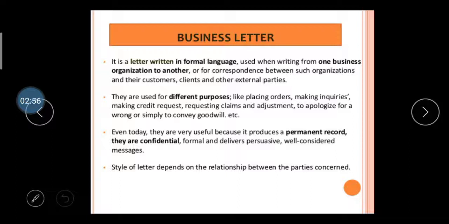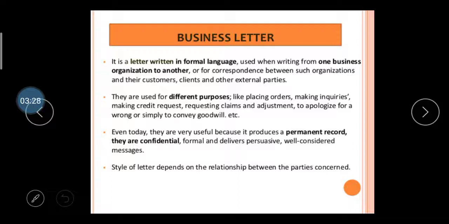Even today they are very useful, because they produce a permanent record. They are confidential and formal, and the receiver perceives a well-considered message. Okay, so the business letter is very important as your record and for your overall good image. Okay, so the style of the business letter depends on the relationship of the parties concerned. About the parties, you have to decide how you have to write the business letter.